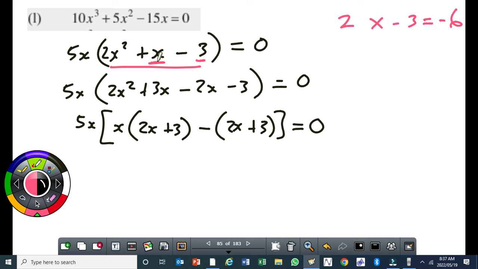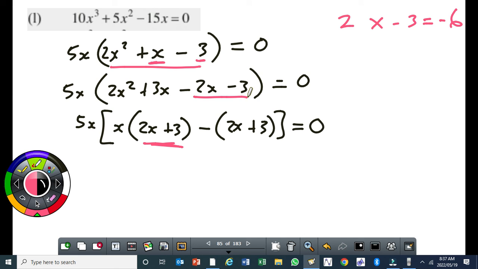Now, since I created this binomial factor 2x plus 3, I need to create it here as well. So we have to take out minus 1. And we end up having 2x plus 3. Then we factorize by a common factor, (2x plus 3) times (x minus 1). So it's a combination of factorization by a common factor and by grouping.